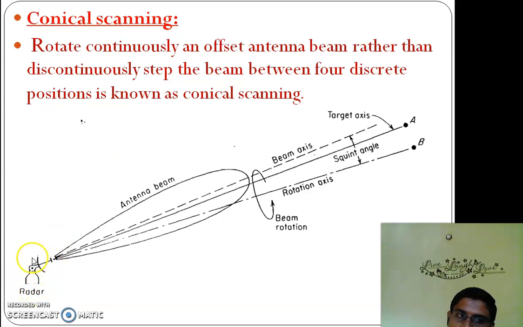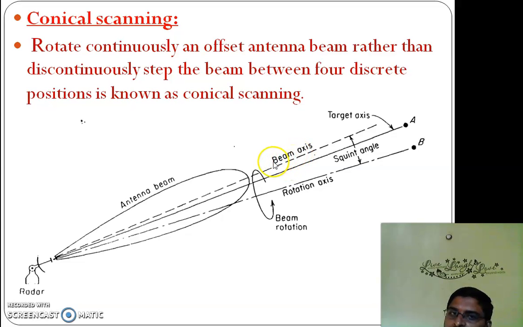This is the radar, this is the parabolic reflector, and this is the antenna. This antenna beam is rotated along the rotation axis. This is the axis of the parabolic reflector and this is the beam axis. The angle between the antenna beam axis and the antenna rotation axis is called the squint angle. For example, here target A is at this position, and target B is along the rotation axis. So here are two targets, target A and target B.